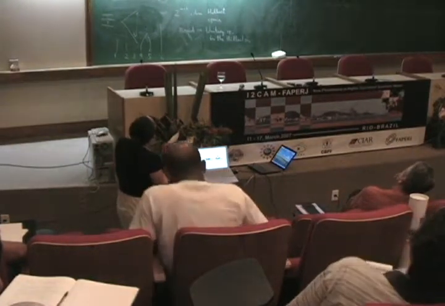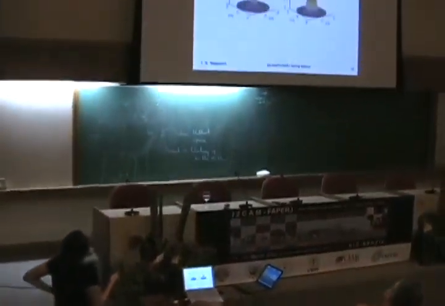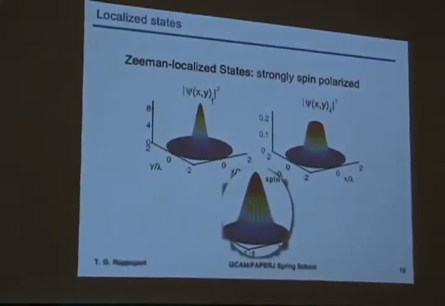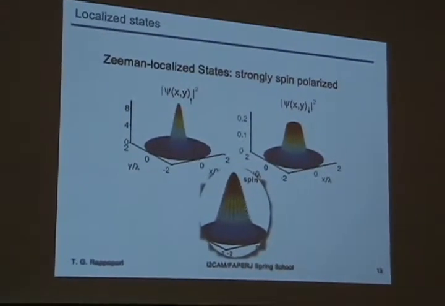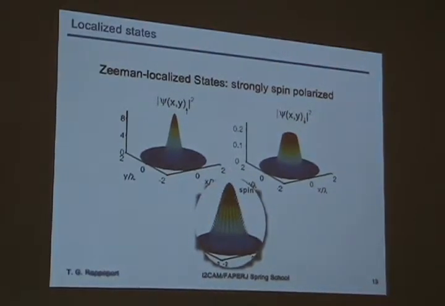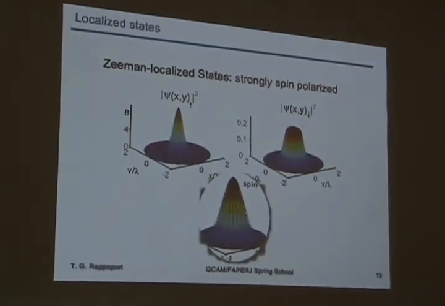So then you can look at the localized states, and we see that the contribution for spin up and spin down is very different. So we have a strongly spin polarized state. I forgot to mention, but it's not 100% polarized because we have the radial component of the magnetic field that will mix spin up and spin down.